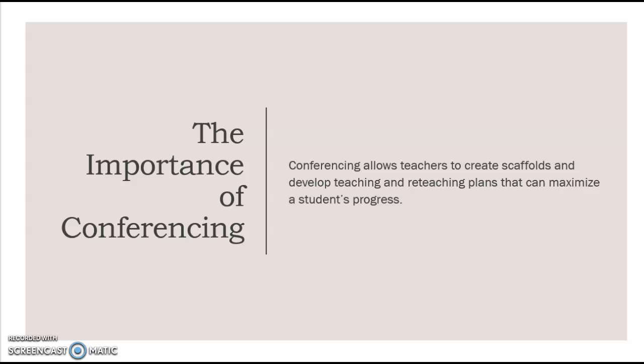And then the importance of conferencing. I know other people have gone over this. I started my presentation earlier, so it's probably just duplicate information, but good information nonetheless. So conferencing allows us to create scaffolds and develop teaching and reteaching plans that can maximize a student's progress, before waiting for those assessment results and then realizing later that, oh man, this student really didn't grasp the strategy and I need to reteach, long after you've taught the strategy.